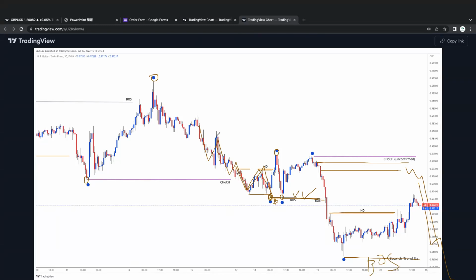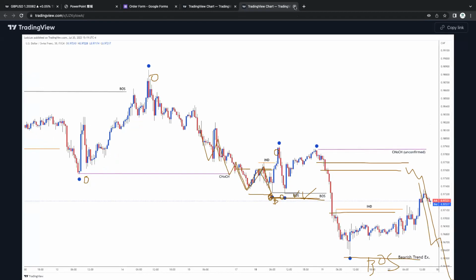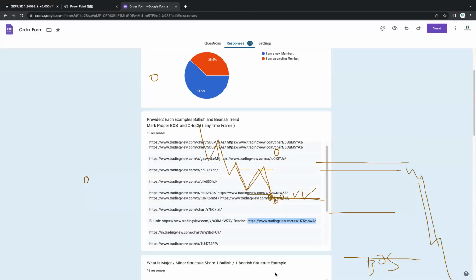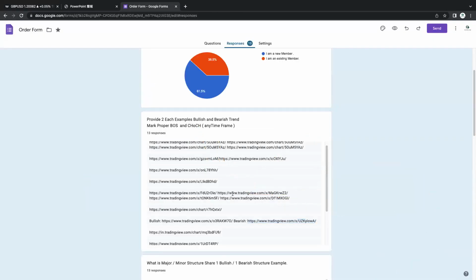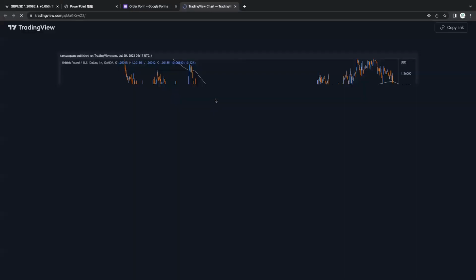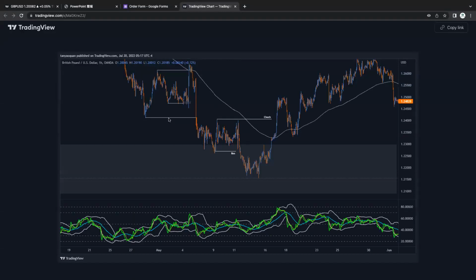Let's switch to the next one. Okay. So I think he did not mark any structure. What happened here?